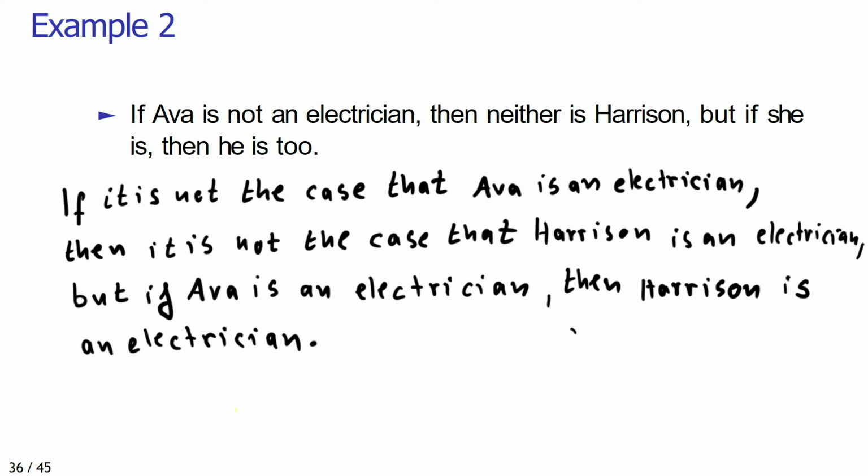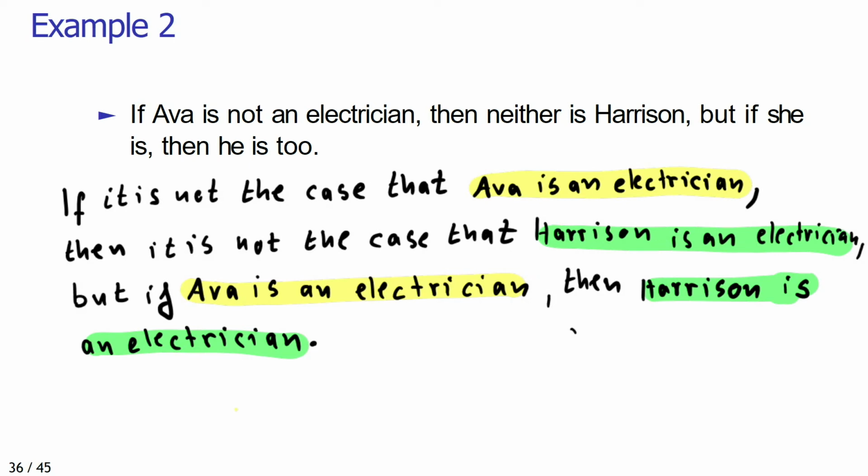And I see a couple of atomic sentences. So the first atomic sentence that I'm seeing is Ava is an electrician. And that atomic sentence actually appears twice. It appears up there in the first line, and then it appears here again. And then the second atomic sentence that I'm seeing is Harrison is an electrician. And that sentence also appears twice. Okay, that was the second step. We have our paraphrase. We have identified our atomic sentences.